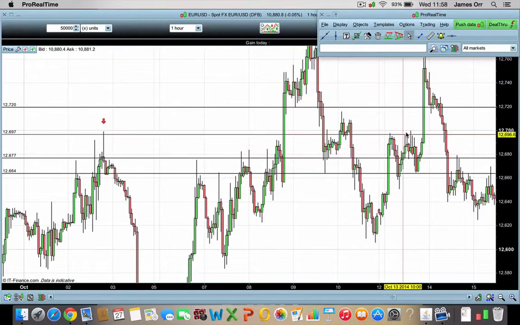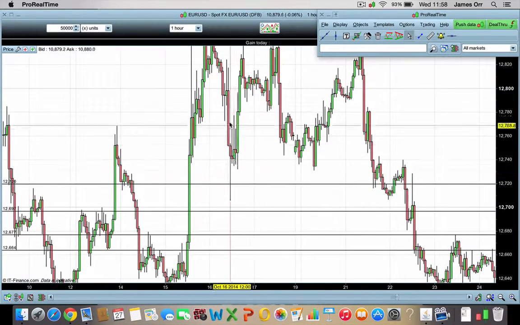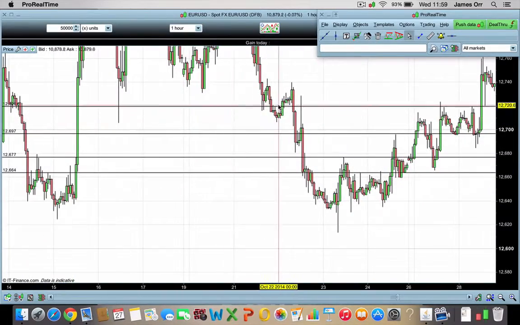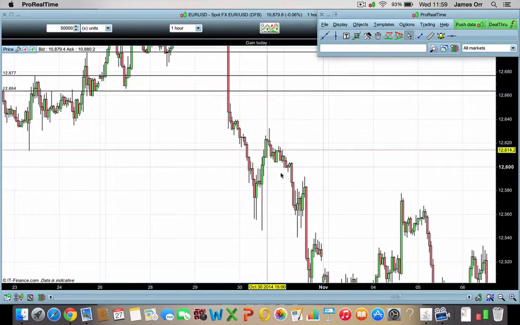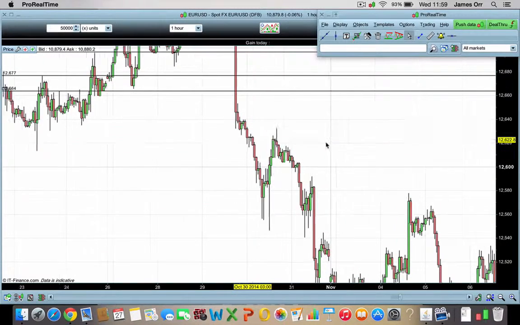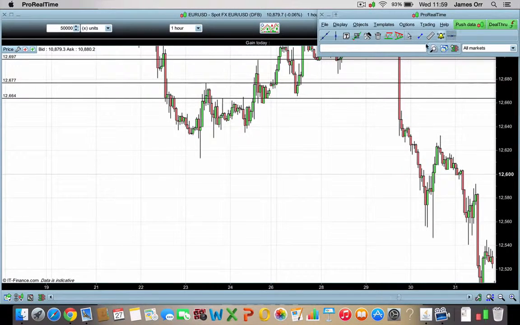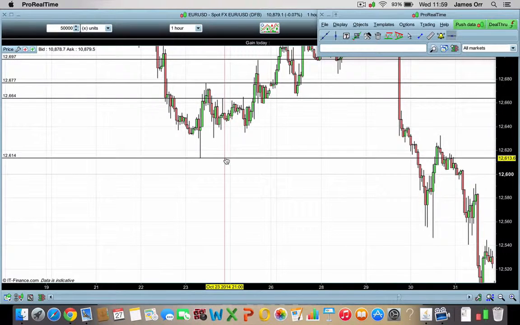Come across here, retests, retests, retests. It just keeps doing this. Retest, here, still using it, and then finally we break away from this zone. And when you break away from the zone, what do you think you do? You look for the previous lows.